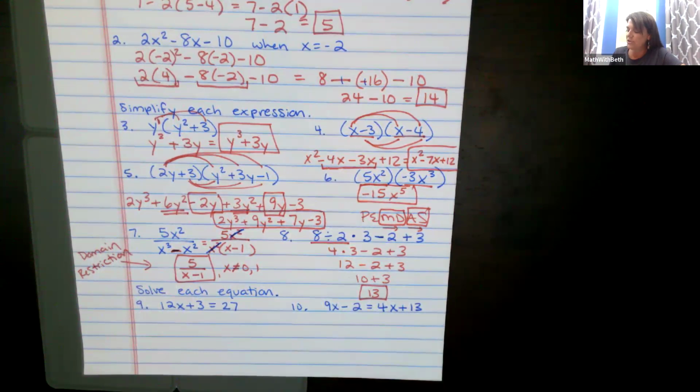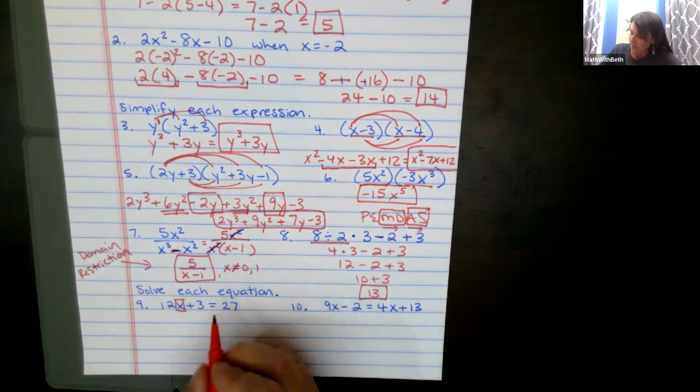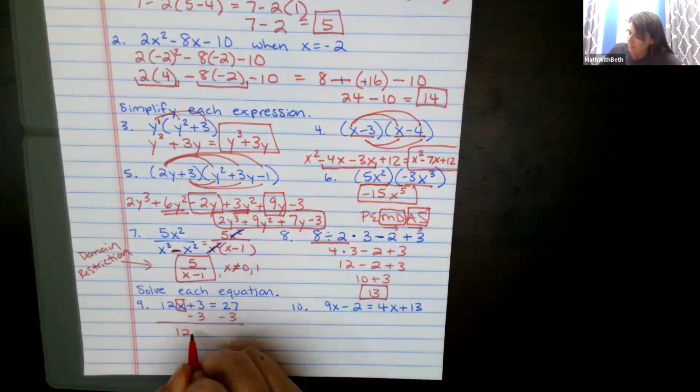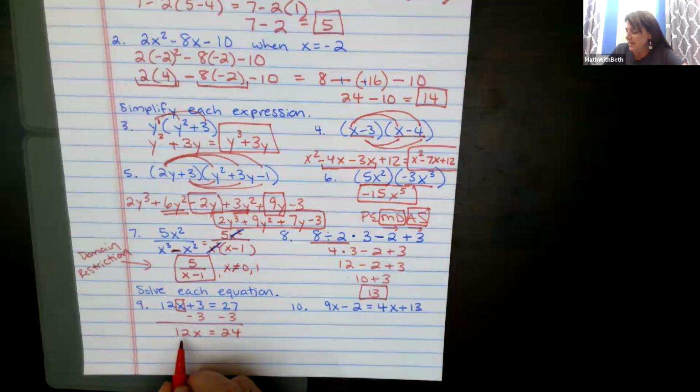All right, number 9 and 10, we're just solving for x. So how do we get the x by itself? So in number 9, I need to get that 12 and that 3 out of the way. We always move the stuff being added or subtracted before stuff being multiplied. So I'm going to subtract 3 first. And that leaves me here. 12x means 12 times x. So to move the 12, we divide.